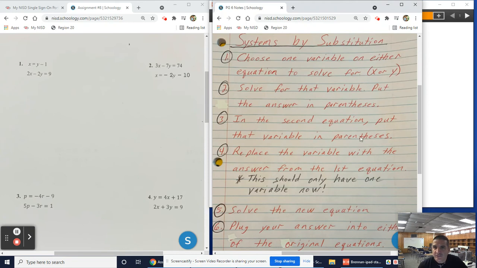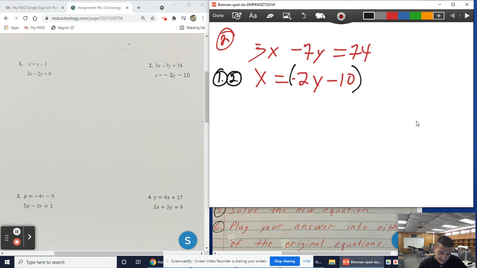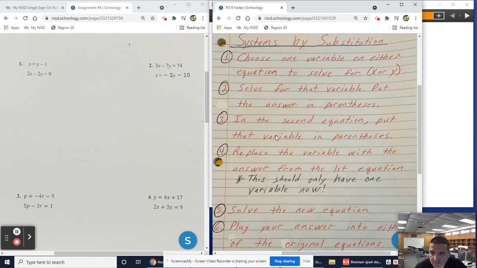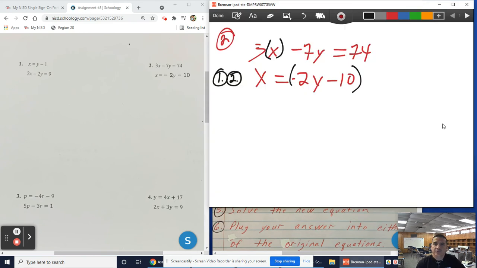Third step is in the second equation, put that variable in parentheses. So when I look at the second equation, I'm going to put the x in parentheses. So you should be able to visualize and see what we're trying to do here. Replace the variable with the answer from the first equation. This should have only one variable now. We're replacing that variable with the answer from the first equation I picked. It's not the first equation on the paper, it's the one I picked to solve for x. I solved this for x, and I'm going to plug it in right there. So this is my third step.